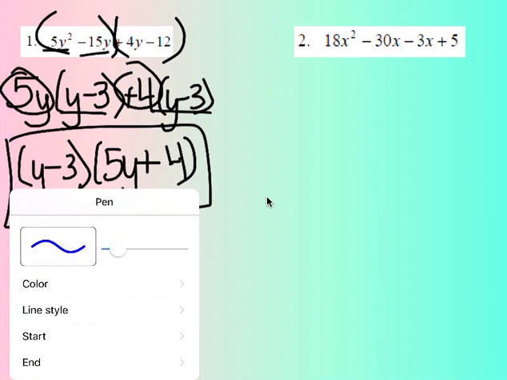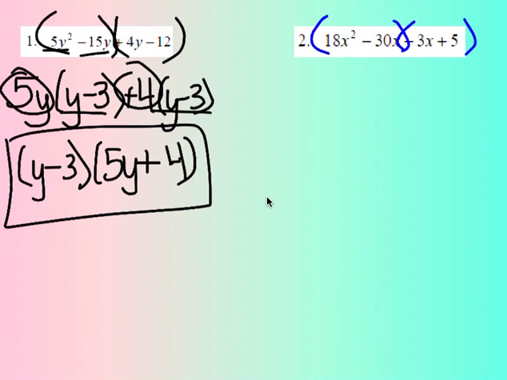So now let's take a look at number 2, making our two groups. Between 18 and 30, you can take out a 2 and an x. Because you take out a 6. I lied. You can take out a 6 and an x. So then we're going to divide each of those by 6x. So let's say you didn't take out the right GCF. Then your leftovers didn't match. That's one of those cases where you did something wrong.